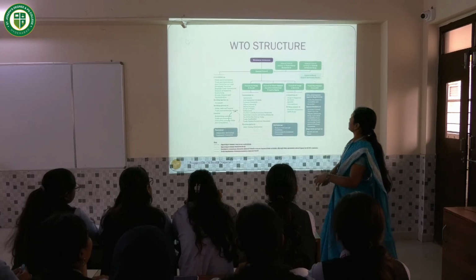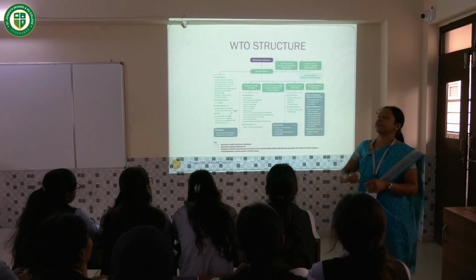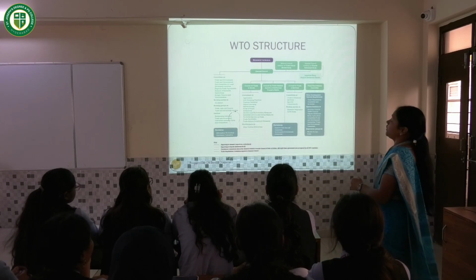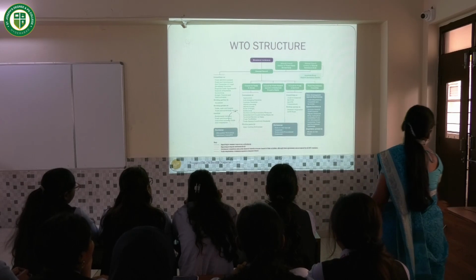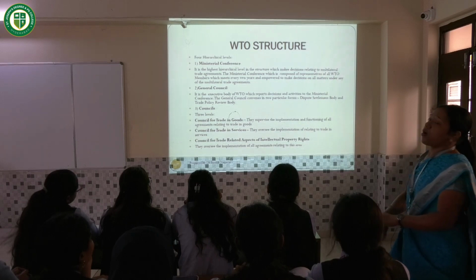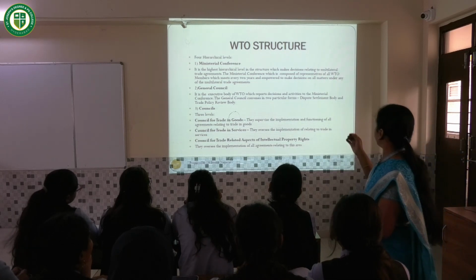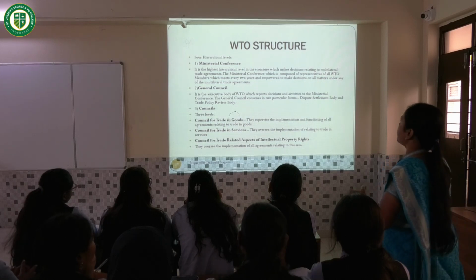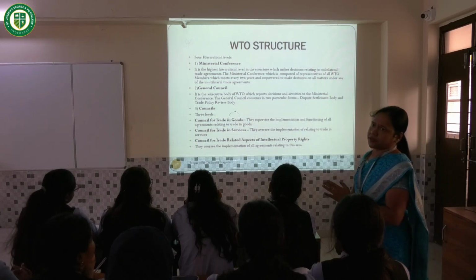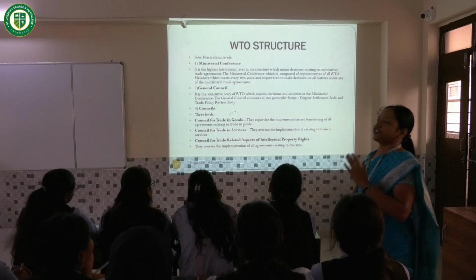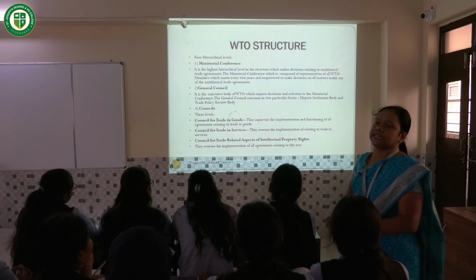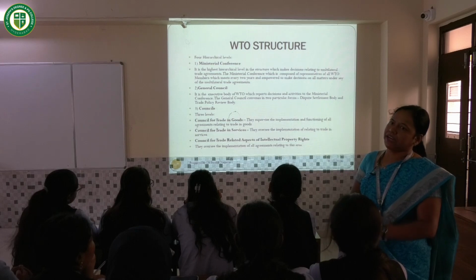To start with, the first one is the Ministerial Conference, which is the highest hierarchical level in the structure of WTO, where they make all decisions related to multilateral trade agreements. The members meet every 2 years and take various decisions with respect to how the multilateral trade agreements can happen between the member countries.